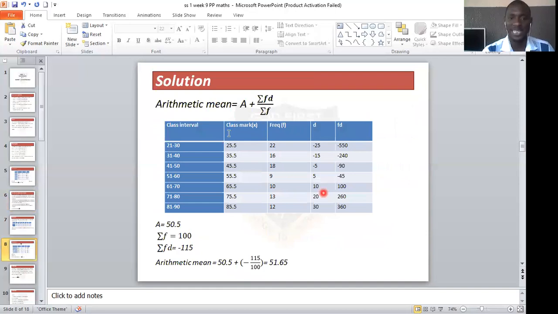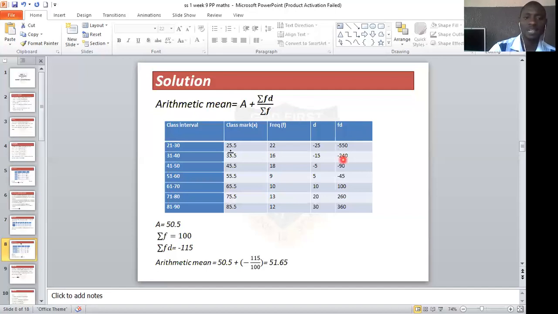And you know the formula says A, which is the assumed mean, we've gotten that, plus the summation of the product of frequency and deviation, divided by summation F. So you have to find the product of the frequency and deviation: 22 times minus 25 gives the product of the first interval. 16 times minus 15 gives this for the second interval. Down to the last one, which is 12 times 30, gives 360 for the last interval. Then we add everything together. Summation means adding everything together, divided by summation F. From the question, summation F is 100.